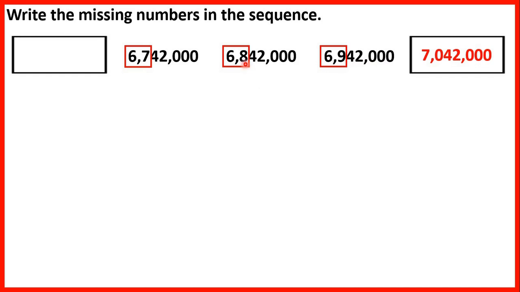And that's because in this sequence we're adding 100,000 each time. So our 10,000s, thousands, hundreds, tens and ones will stay the same. And to find this number here, we can think the number before 67 is 66, so that's 6 as our millions digit, 6 as our 100,000s digit, and again the 42,000 will stay the same. So we have 6,642,000.